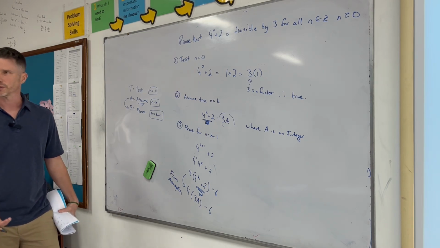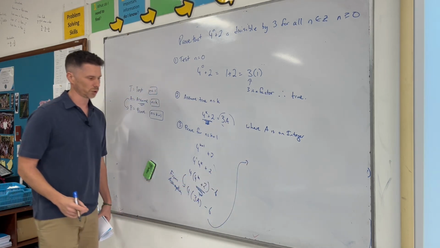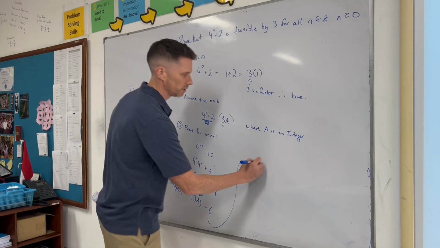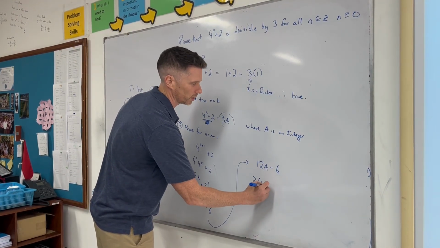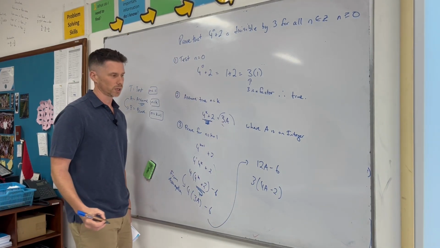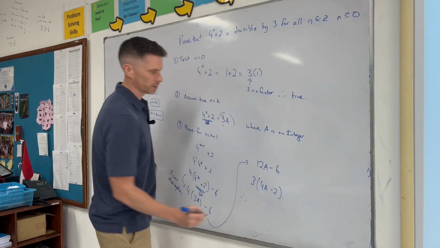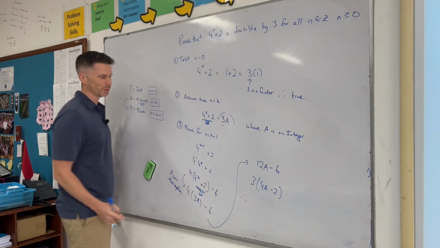Now, we haven't fully done it, but we're almost there. So I want to make sure that it's divisible by 3, so we get 12a minus 6. I'll factor out 3, and I get 4a minus 2. And therefore, let's go. Minus 6 came out of nowhere, yeah. We went through this.